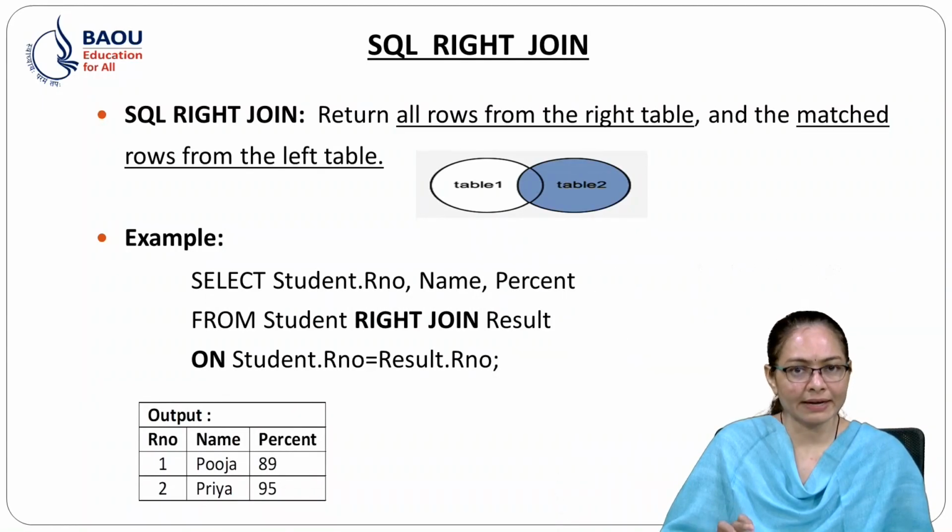So this query displays all the rows of the result table even if there is no match with the roll number in the student table. See, the output displays the right side table, that is the result table data, which contains roll number 1 and 2 only. So it will display roll numbers 1 and 2.